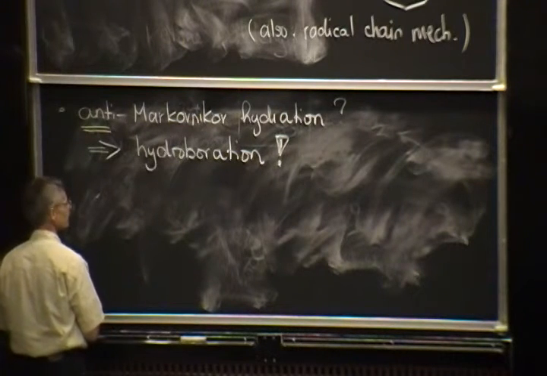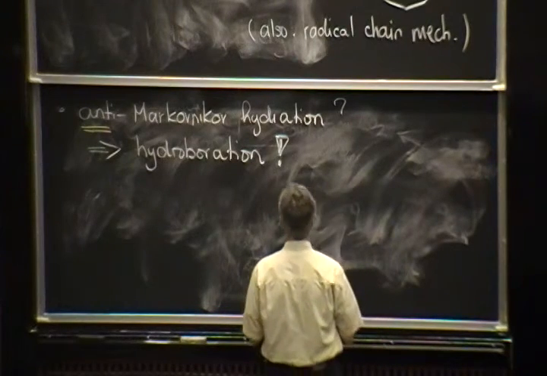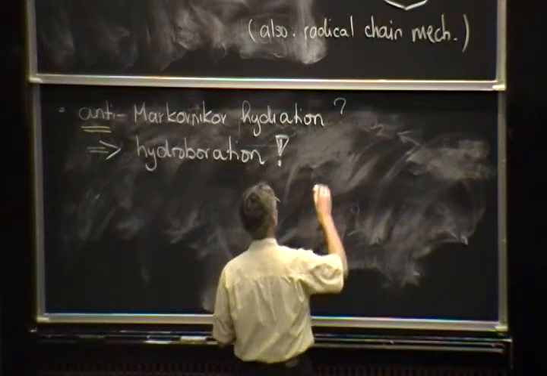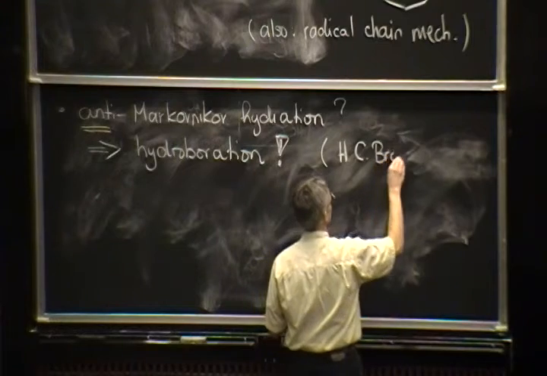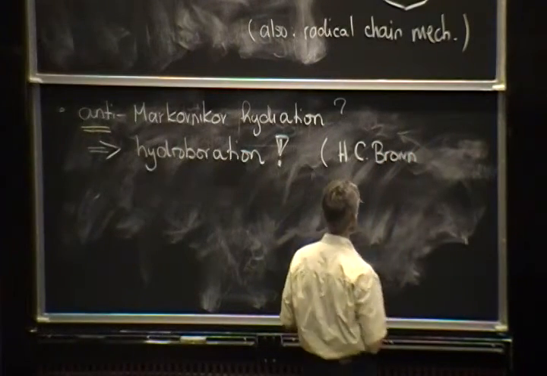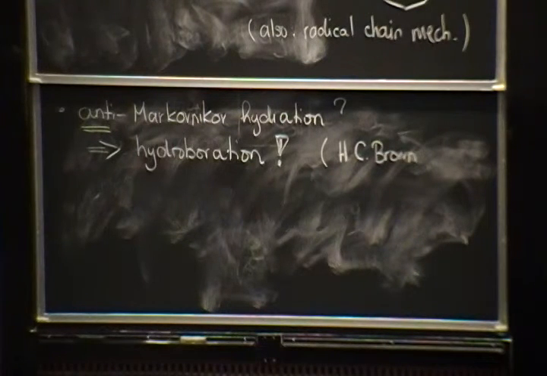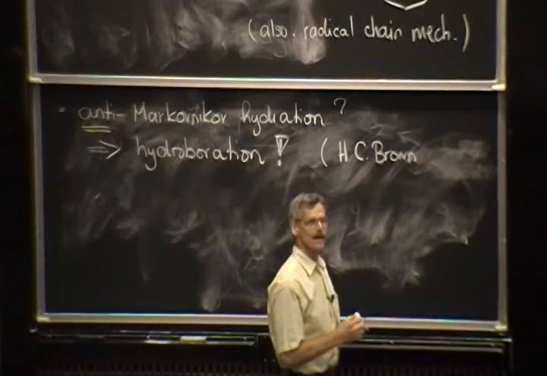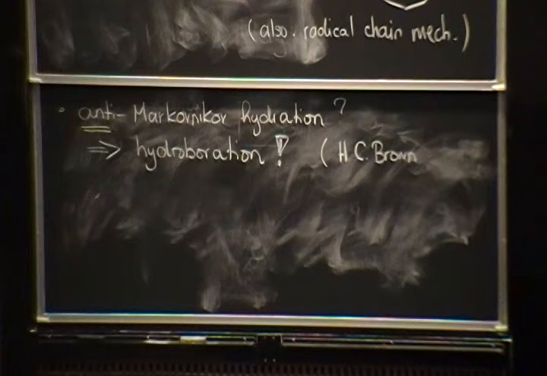And so hydroboration was invented and studied by one of the more famous chemists, and his name was H.C. Brown. And he got the Nobel Prize for his contributions to hydroboration. So it's a very significant, very important chemical transformation. And I heard one of his lectures, and he said that people asked him why he started to do boron chemistry, because nobody did boron chemistry.